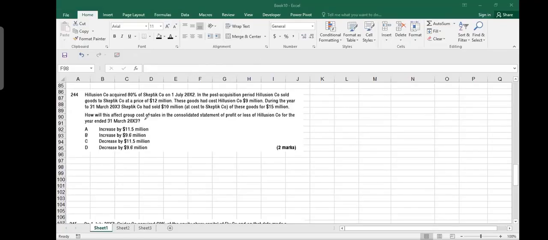It says, how will this affect group cost of sales in the consolidated statement of profit or loss? So group cost of sales. Let's see what they say. Illusion company acquired 80% of Skeptic company on 1st July. In the post-acquisition period, Illusion sold goods to Skeptic at a price of 12 million. These goods had cost Illusion company 9 million.